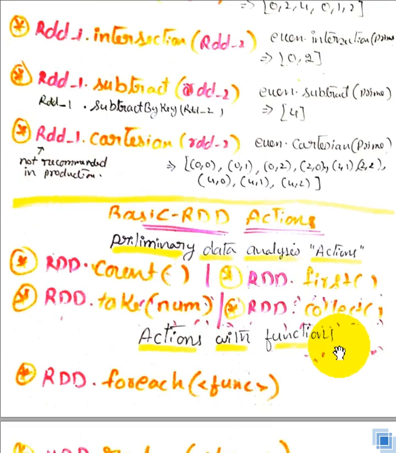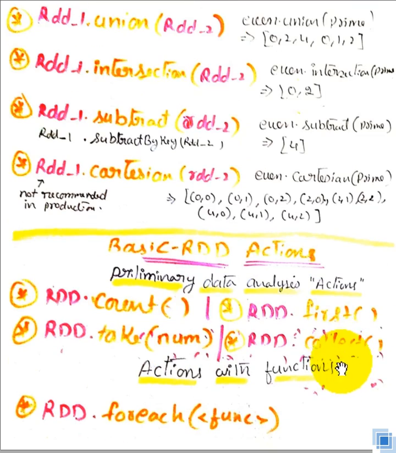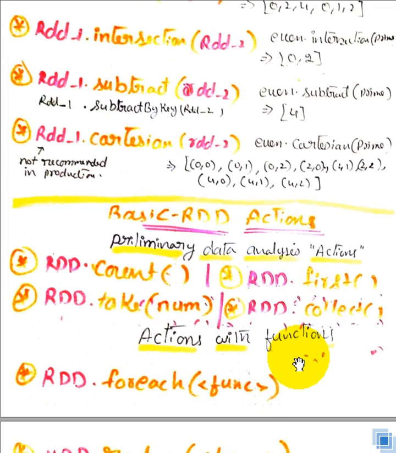And coming to the actions, we have RDD count, that indicates how many rows it has. RDD first will print the first row, and you have take, where you can indicate the number of objects you want to print onto the console. And collect would actually bring all the data, and again not recommended in production. And you also have foreach, and then function name.